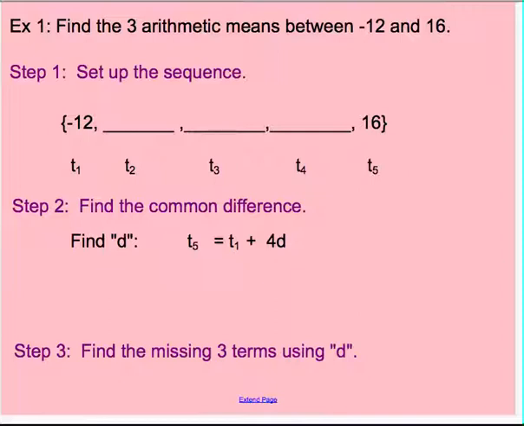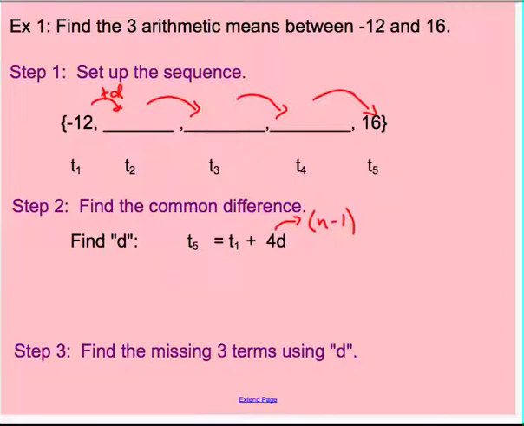So we're going to use our explicit formula for arithmetic sequences, which is t sub 5 in this case, because we know our 5th term, equals t sub 1 plus 4d. Remember, there's 2 ways to get this 4. Either n minus 1 from the formula, and n is 5 because we have 5 terms, or you can just look at the way you set up the sequence. We'll be adding d once, twice, 3 times, 4 times to get 16. So that's where that 4 comes from.